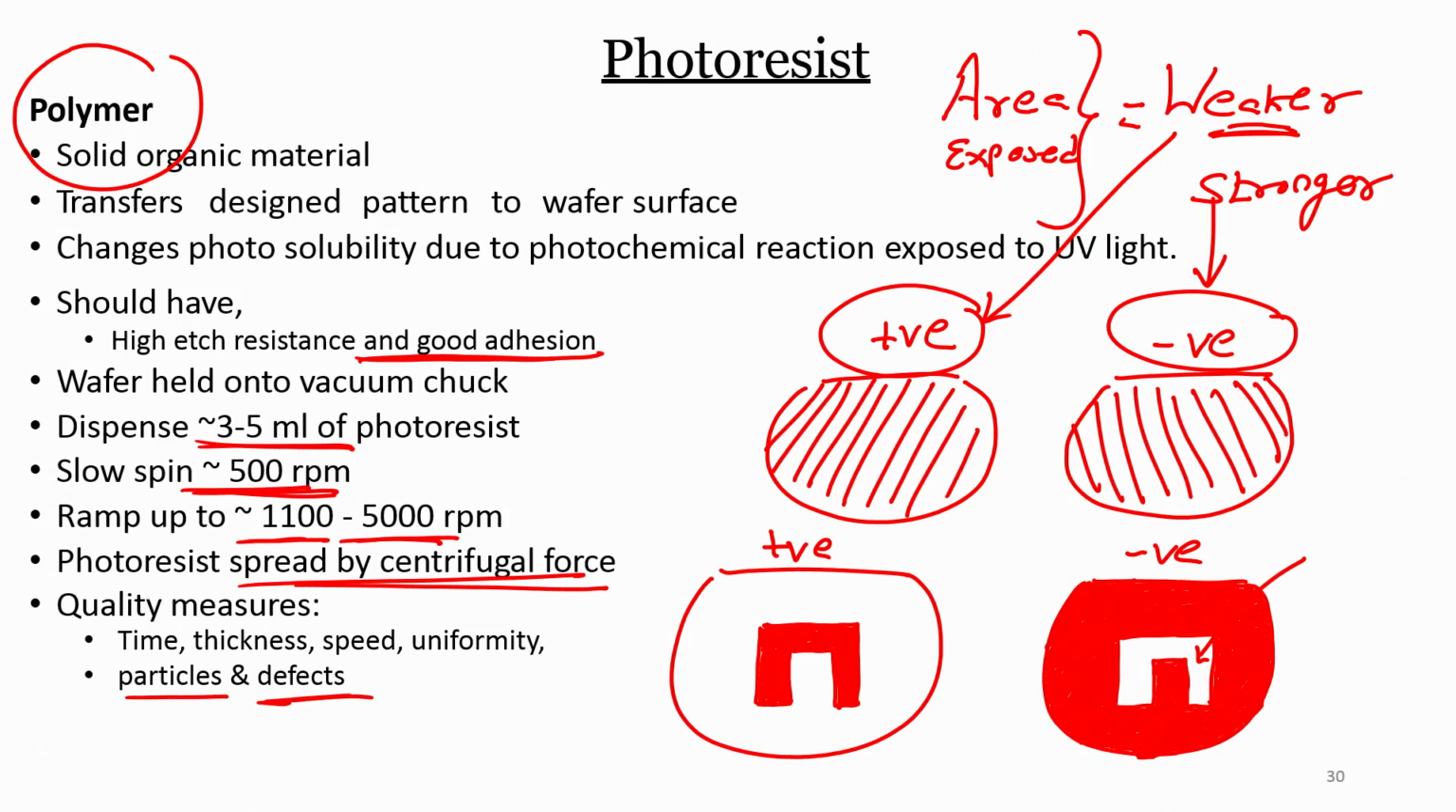Now, if you see here, there is a requirement of slow spin. This slow spin is to uniformly distribute photoresist onto the wafer, and then we ramp it up to 1100 to 5000 rpm, so that we can obtain the thickness of our desire.